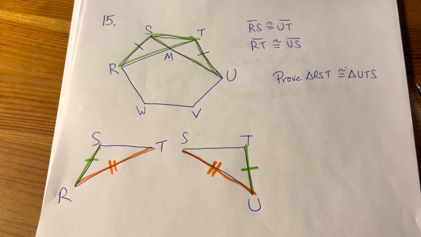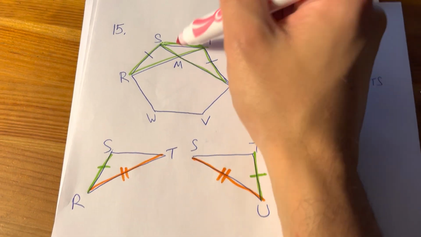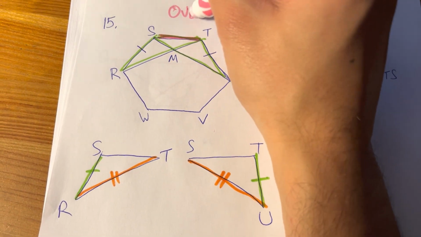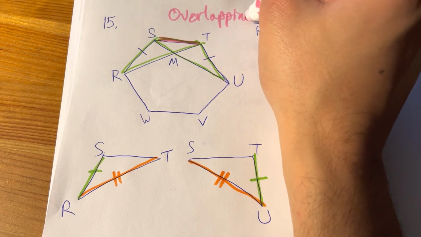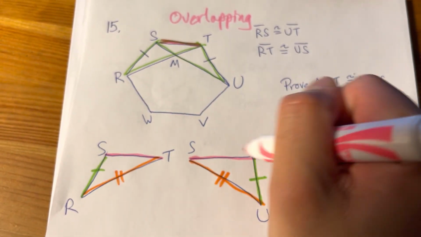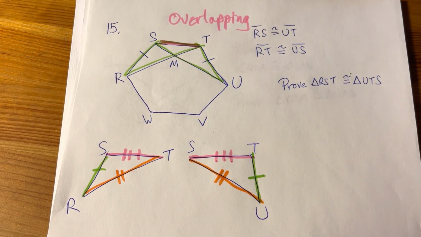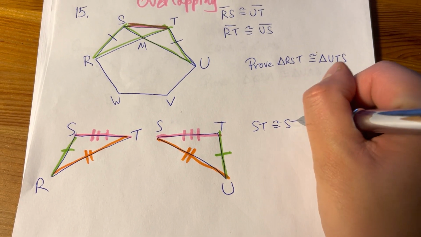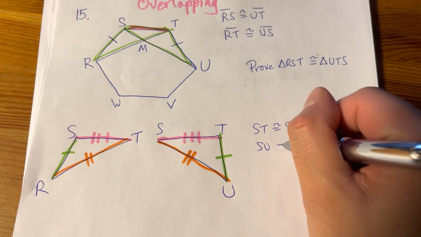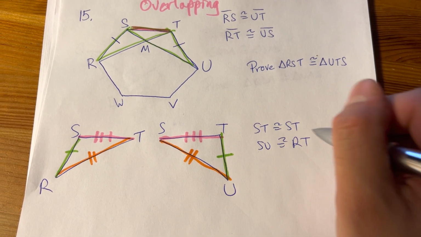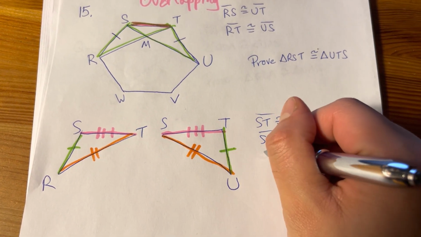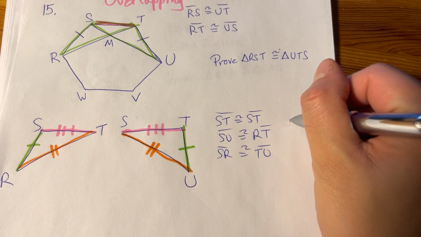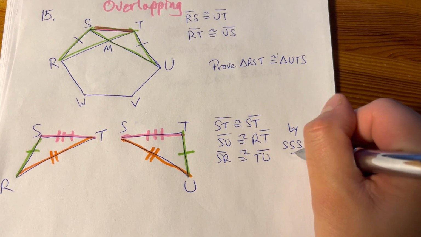All right. And there is a third side that is congruent. And you can probably see if you look up here, they share a side. That's why they're called overlapping triangles, and that's what this lesson is about. So we're going to see this a lot. So ST and ST, as their name suggests, are going to be congruent sides. So we can prove that ST is congruent to ST, SU is congruent to RT, and we know that SR is congruent to TU. And those are three sides, so we know these two triangles are congruent by the side-side-side theorem.